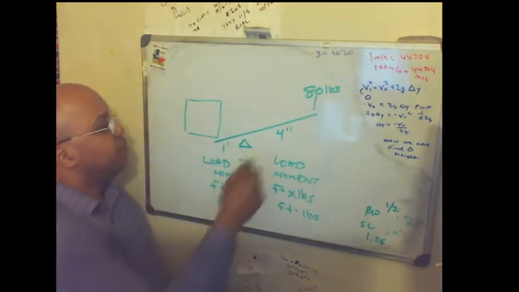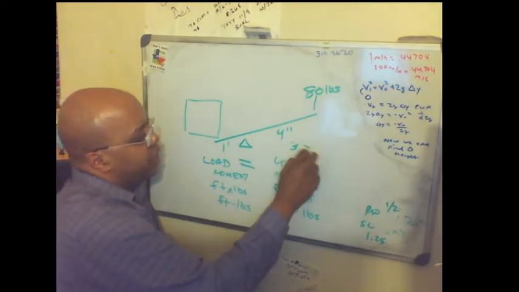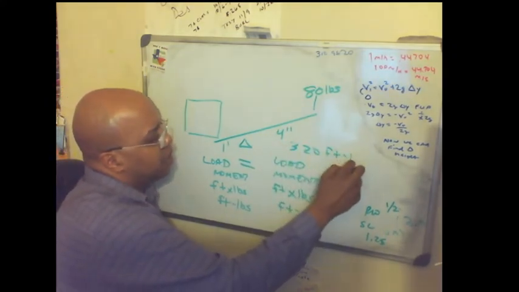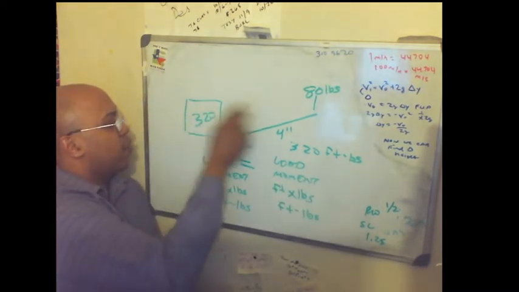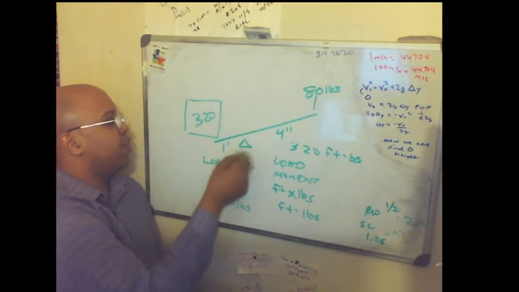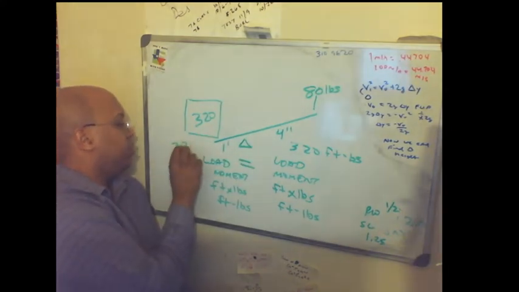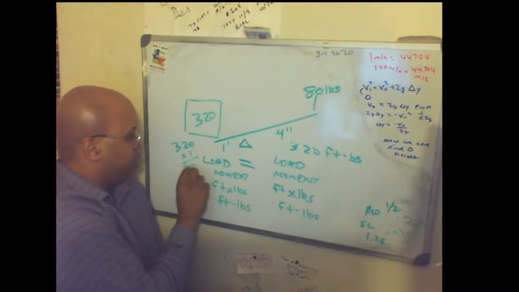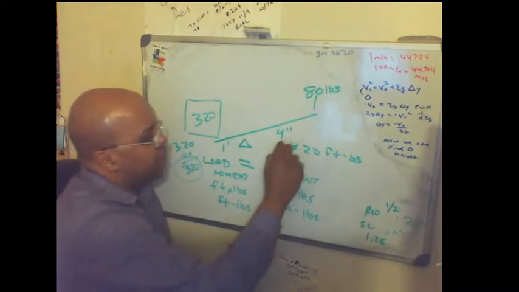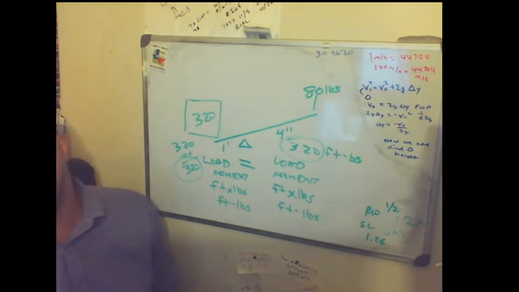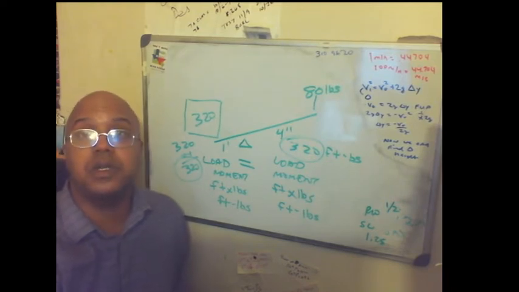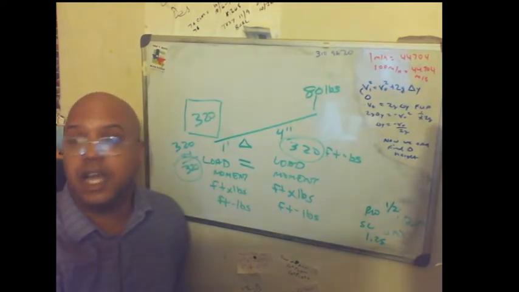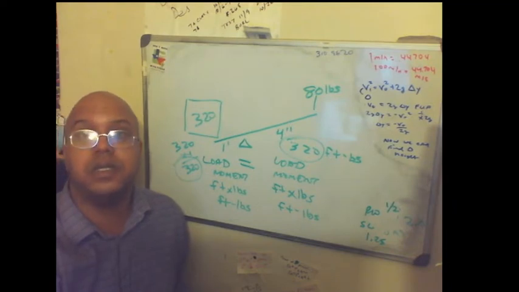Very good, Joe. So 80 times 4 is 320 foot-pounds. So this has to have a force. This will produce a tipping force of 320 because 320 times 1 is 320. So 320 is there on this side for a load moment, and 320 is there for the load moment as far as tipping force. All right. Good job. Good question.